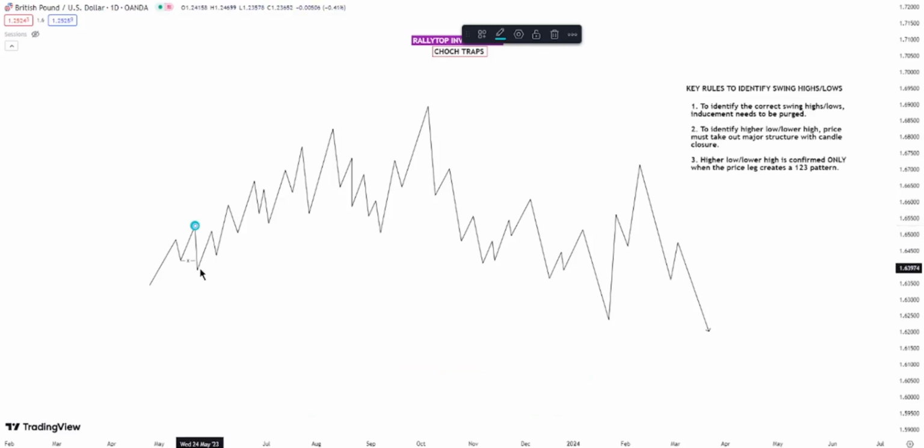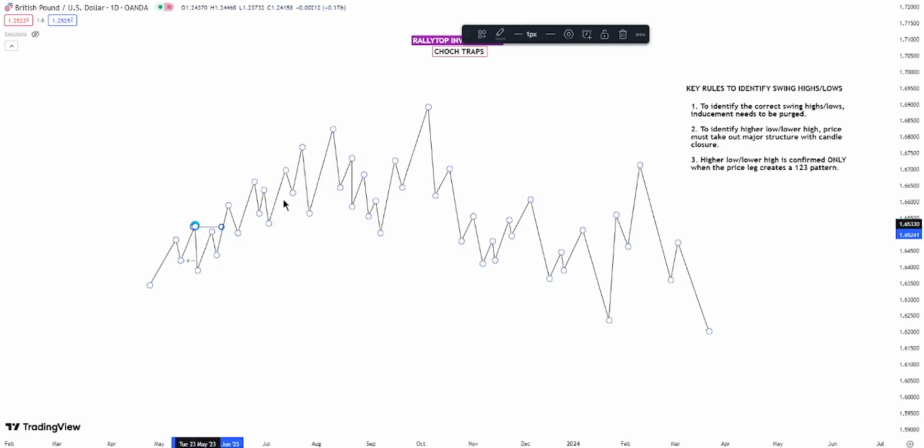So our higher low now, and remember, price has broken this structure here. Price has taken it out because rule number 2 has to be fulfilled. Okay, price has taken it out. This is rule number 2. To identify higher low, lower high, price must take out major structure with candle closure. So this rule number 2, number 3 is meant for this higher low in the case of a bullish structure.